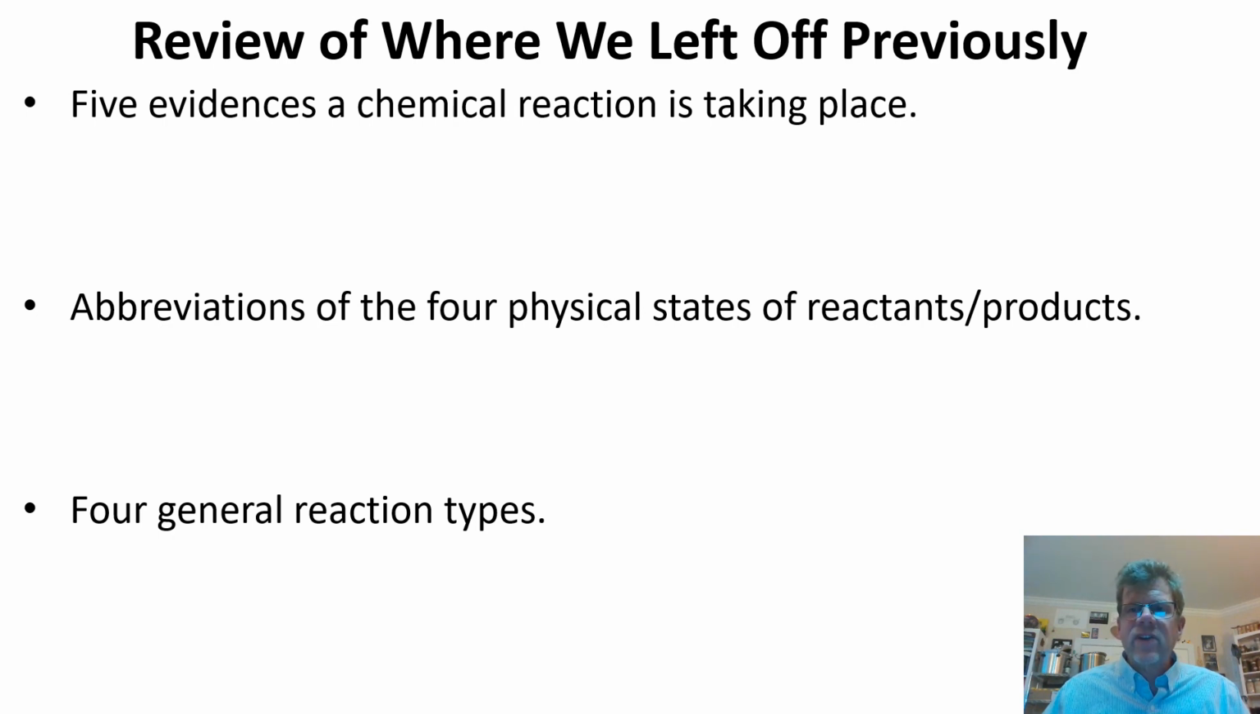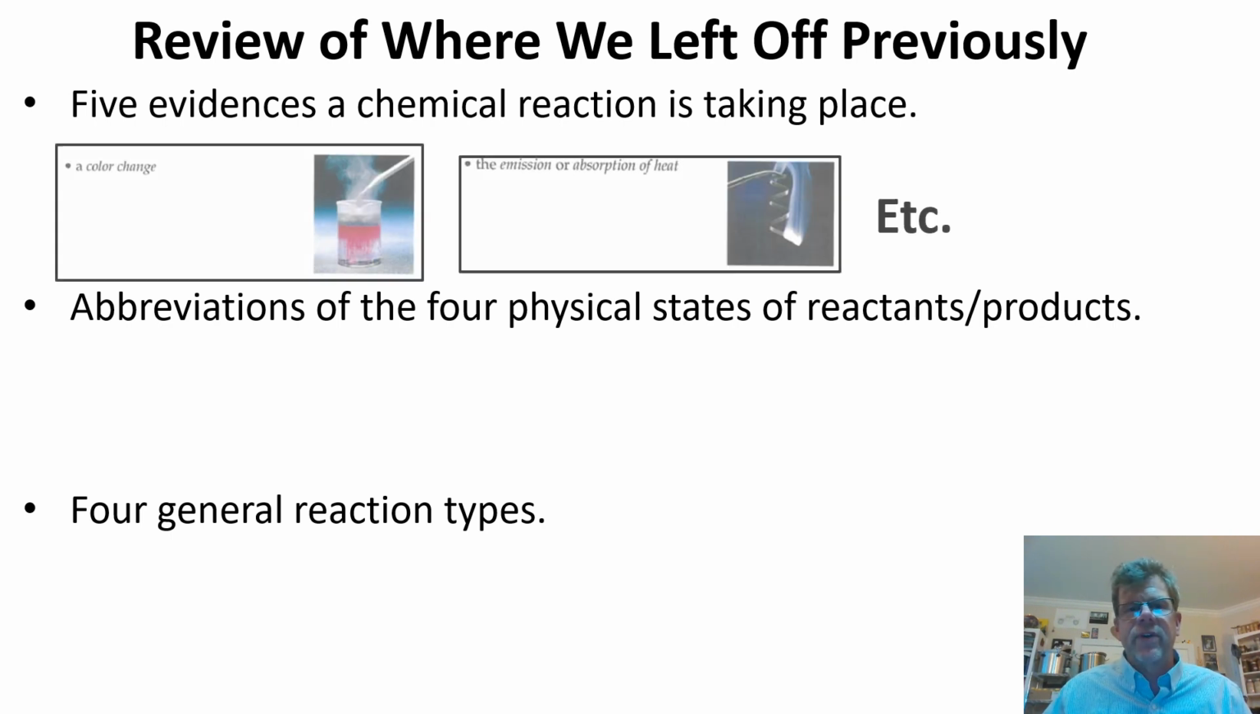So in our last lecture, we had left off with looking at our unit of study known as chemical reactions, or chemical equations of reaction, and how we know chemical reactions are going on, how we express them. We started off with the 5 evidences of a chemical reaction taking place, sort of a macroscopic, observable view. A couple of them are right there: color change, the emission or absorption of heat, and that sort of thing.